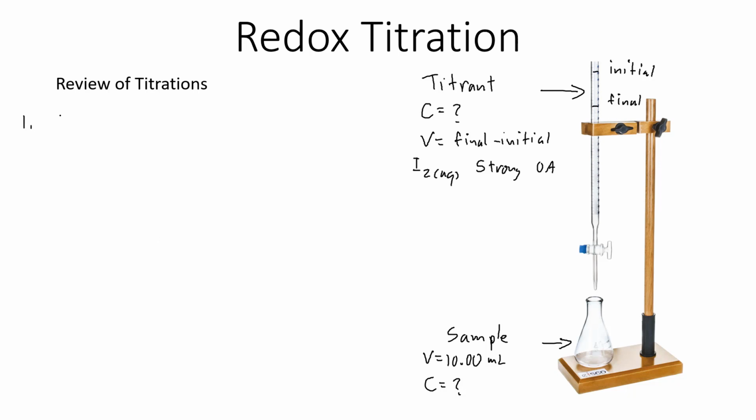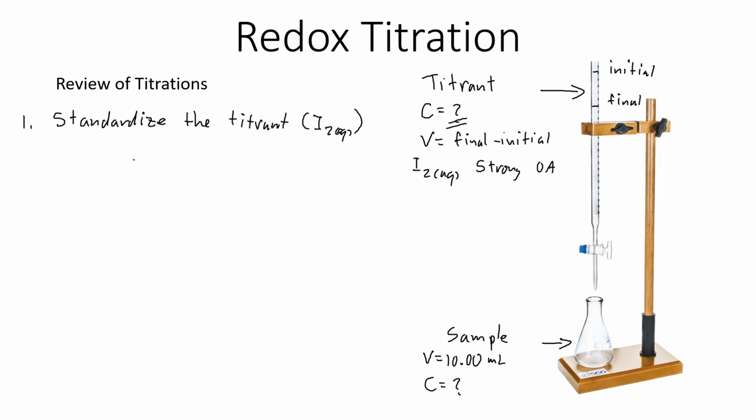So we have to do this in 2 steps. The first thing we have to do is standardize the titrant. In other words, we have to measure the concentration of the iodine solution that we're using. It's not written on the bottle, unfortunately. And how do you do that? Well, you do it by doing a titration. You start with a sample of known concentration, and then you add the titrant, and you do a number of tests until you get reliable results, and then you calculate the concentration.